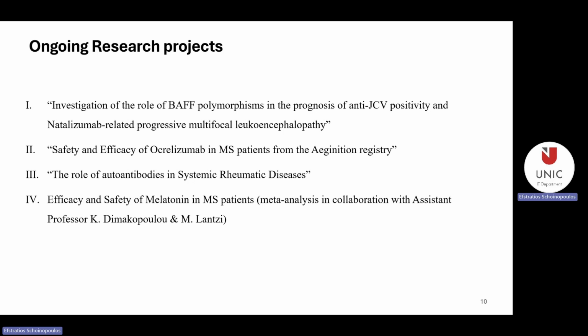I'm also working on the safety and efficacy of ocrelizumab in MS patients, on the role of autoantibodies in systemic rheumatic diseases, and currently we perform a meta-analysis in collaboration with Assistant Professor Dimakopoulou and my collaborator Myrto Langi on the efficacy and safety of melatonin in the treatment of MS patients.